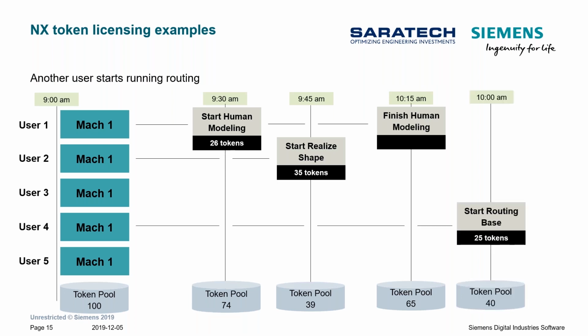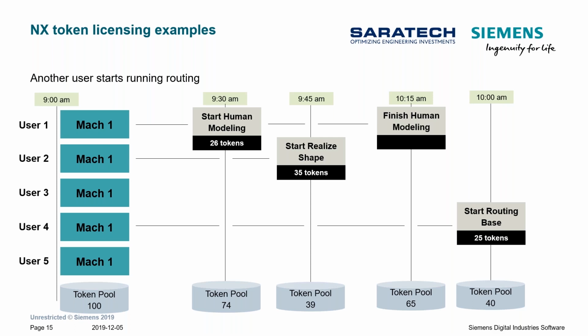That means you now have more capacity for other add-ons. Similarly, a bit later, somebody could start doing some routing, and routing takes 25 tokens. So your token pool is going up and down accordingly. But you'll notice we used 3 different applications.